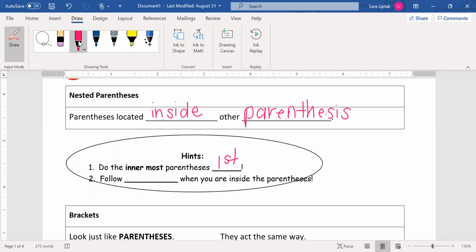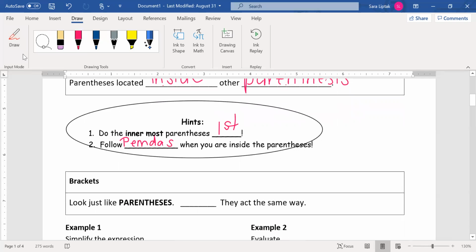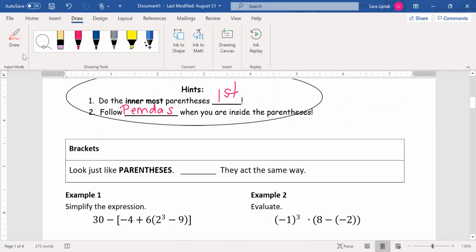And then we have to follow something when you are inside the parentheses. So think back, what would tell us the order in which we have to do our operations? PEMDAS. PEMDAS tells us exactly what order we do all of our operations in. So we want to do the innermost parentheses first, and then follow PEMDAS again when we're inside those parentheses.